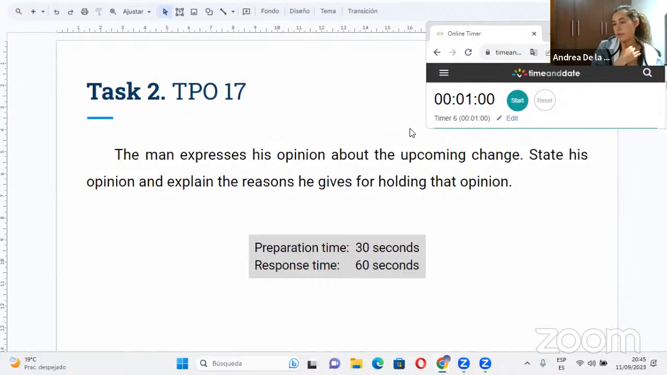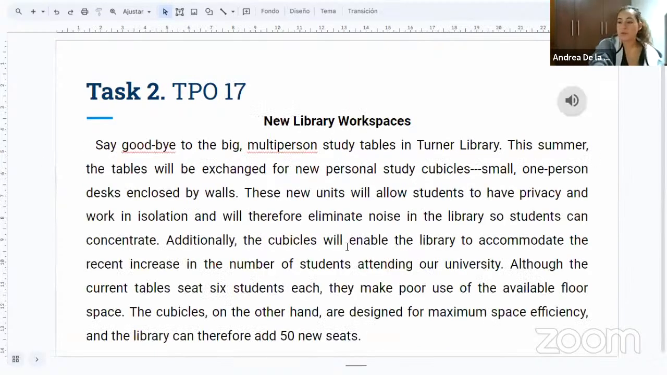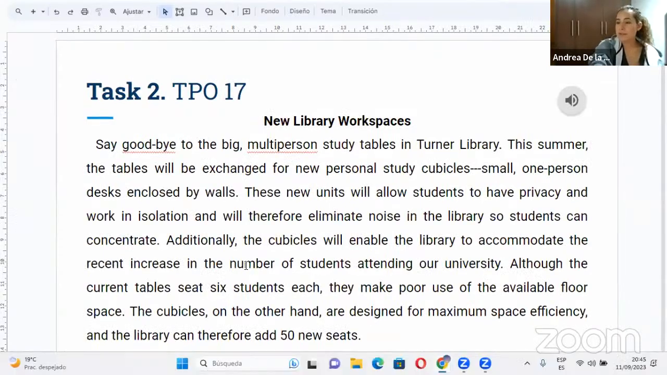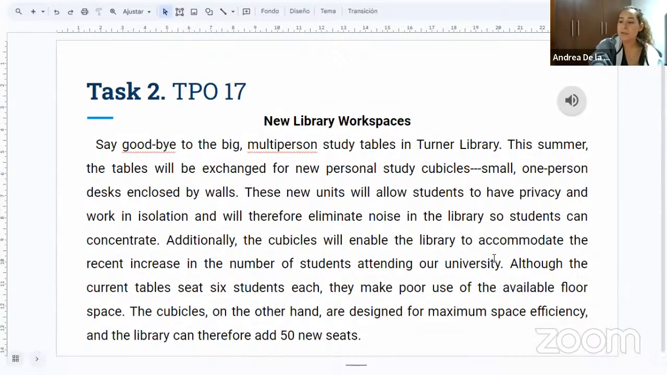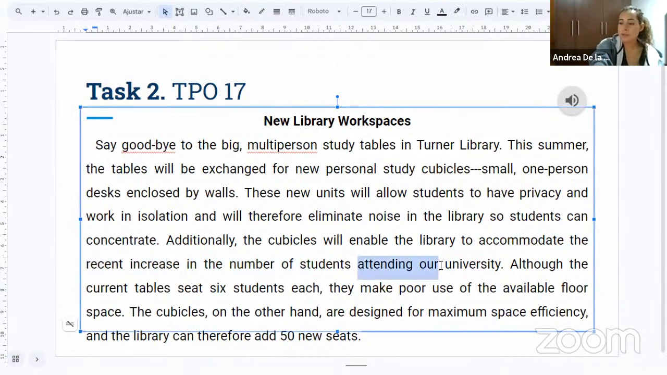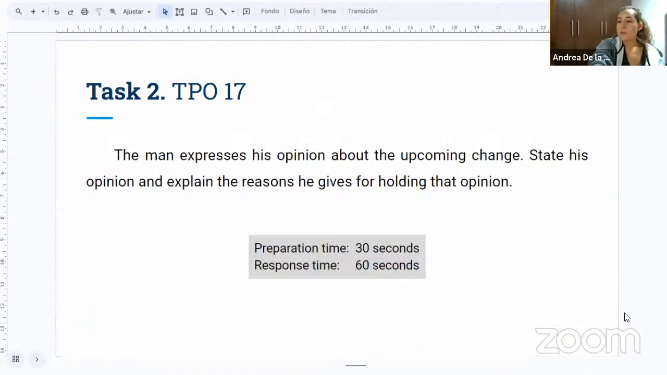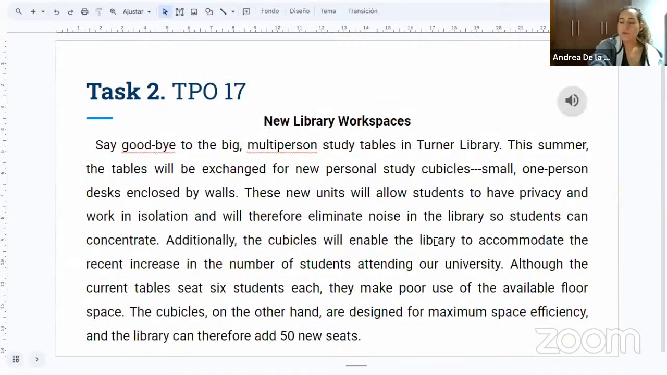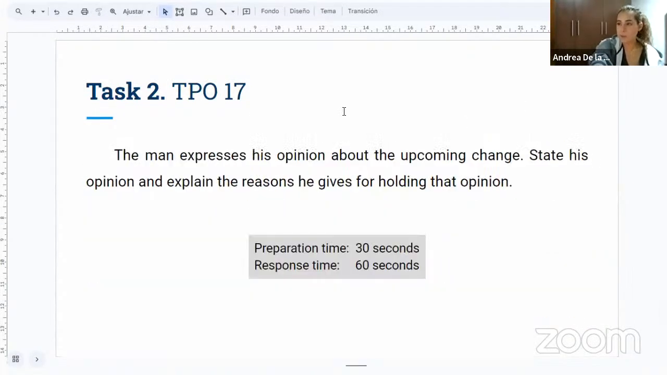And be careful with the content in general, right? Remember to always pay attention to the reasons given here because they will be related. So in the reading, they say that this is because these new cubicles will enable the library to accommodate the recent increase in the number of students. Because there are many new students, they say. But the student in the conversation says that there's no need to increase the number of tables in the library because there are always empty spaces. So make sure that you always identify the two reasons here because that will help you identify the students later in the conversation.